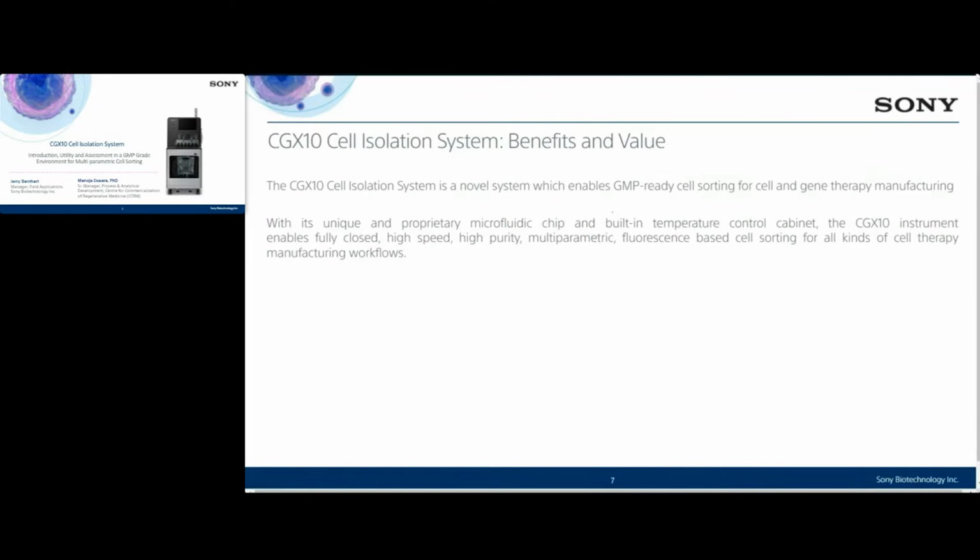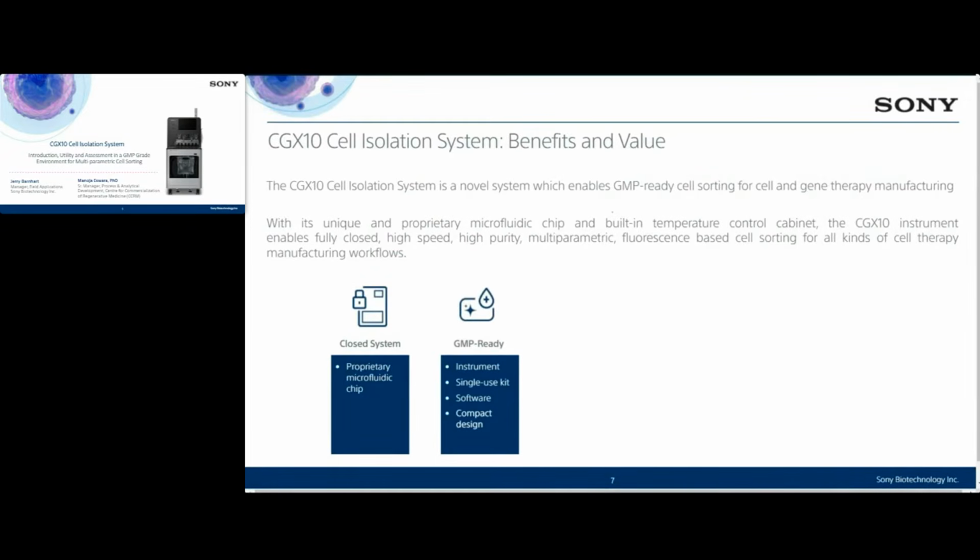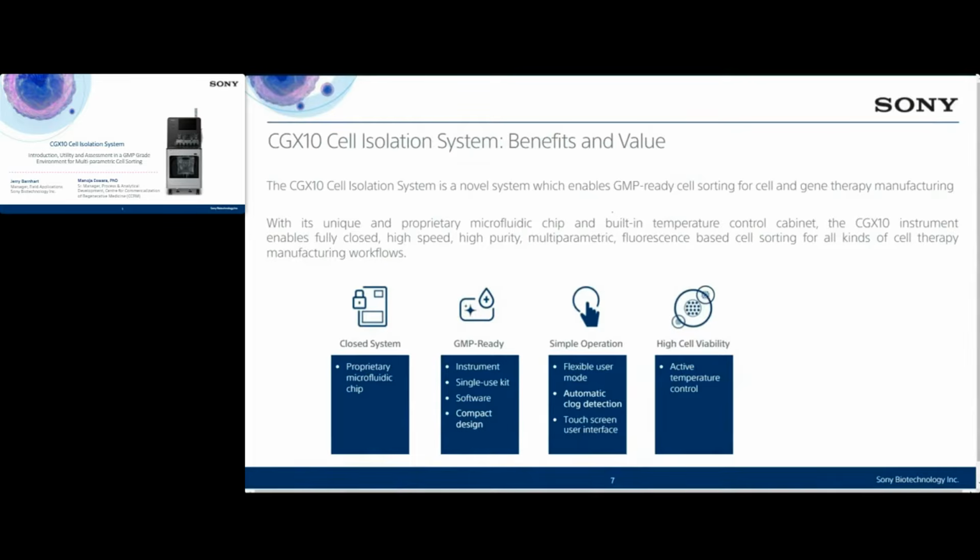Some of the key features are a fully enclosed microfluidic chip for cell sorting. The instrument consumables and software are all GMP compliant. Multiple user modes, a compact design and touchscreen user interface. Temperature control cabinet and automatic clog detection and declogging mechanism. And multi-parametric selection to ensure high-speed, high-purity cell sorting.